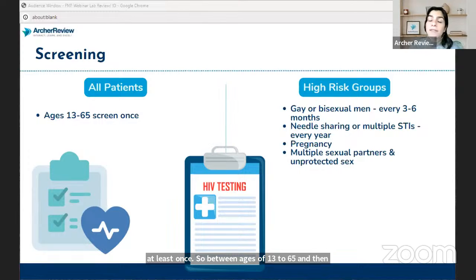So again, men who have sex with men, if they have new partners, they've had exposure to a partner that they didn't know their status, you want to definitely make sure you're screening those patients more frequently, anywhere between every 3 to 6 months. Again, in our needle sharing population, or if the patients had multiple STIs, pregnancy, that's the ACOG guidelines, that's a whole protocol, but definitely we'll be screening in pregnancy. And of course, with multiple sex partners, we talked about that. So in our high risk groups, depending on the patient, you want to make sure you're rescreening those patients.